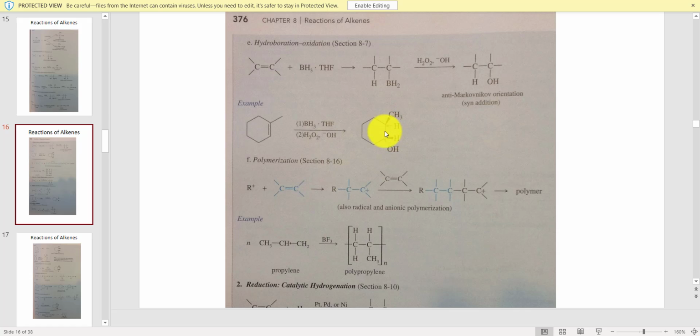There was the double bond. These two carbons are involved. Something's going to happen to them. One's going to get the hydrogen. One's going to get the hydroxide ion on it. And this is the final compound. So we're going to apply this to the compound that we've got.